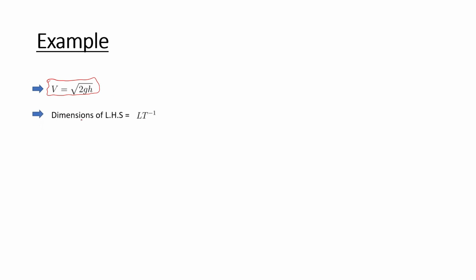So what is the dimension of the left-hand side? That is a velocity. We have already seen that its dimension is LT^-1. That is velocity's dimension. So what is the dimension of the RHS, or right-hand side? So let us try to find that out.